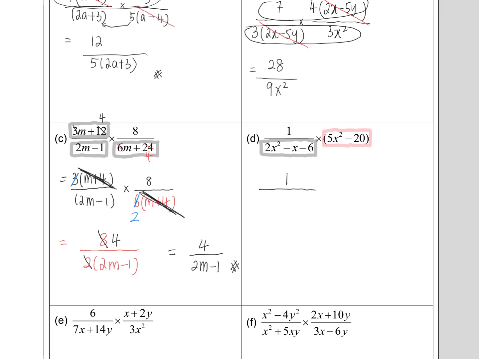This one, 2x minus 6. Remember we learned this? So let's try to factorize it first. What you have learned in chapter 3 is tested here.